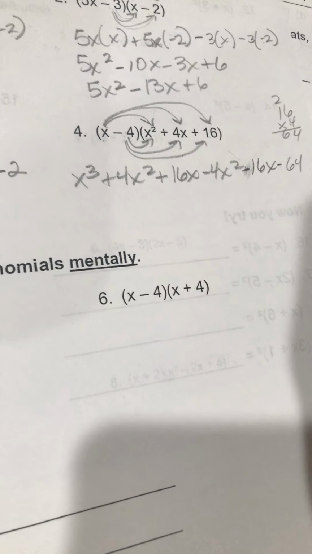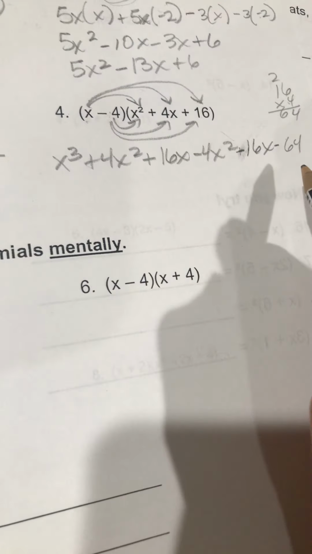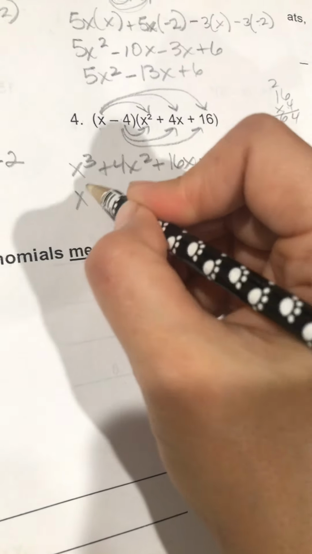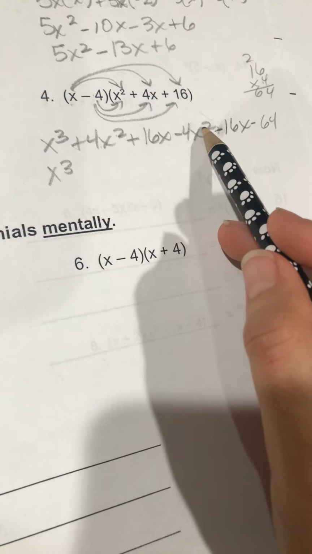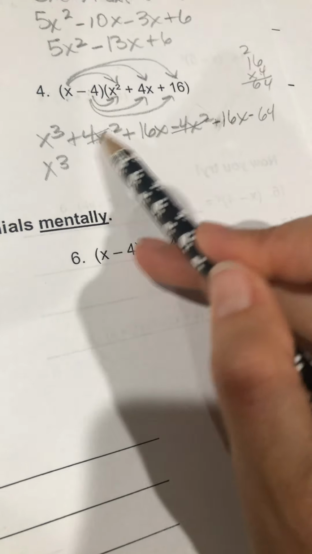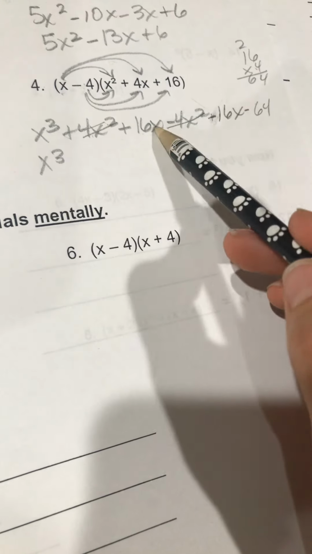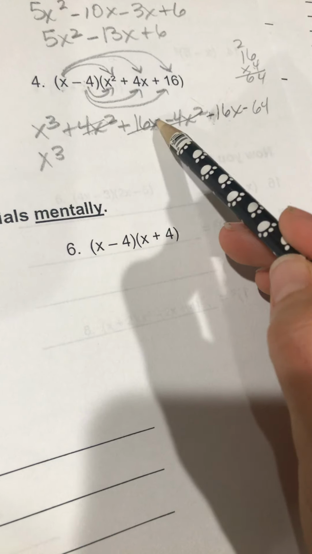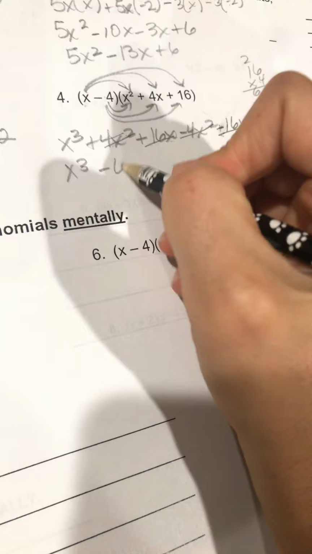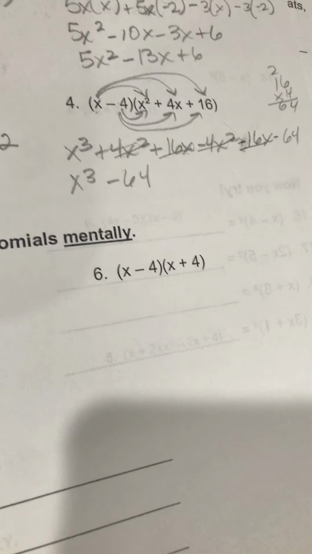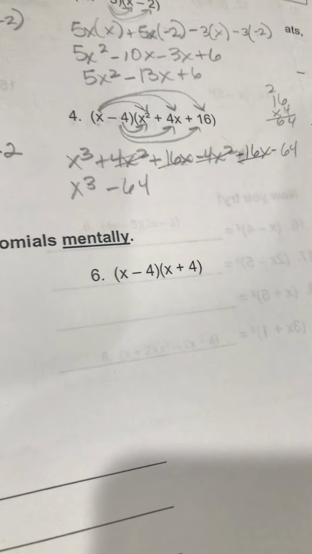Okay. All right, so we have all this, and now we need to combine our like terms. So you're going to have x cubed. Your 4x squared minus your 4x squared is 0, so they cancel each other out. 16x minus 16x zeros each other out, so that's nothing, and you're left with minus 64. So that's your answer, x cubed minus 64.